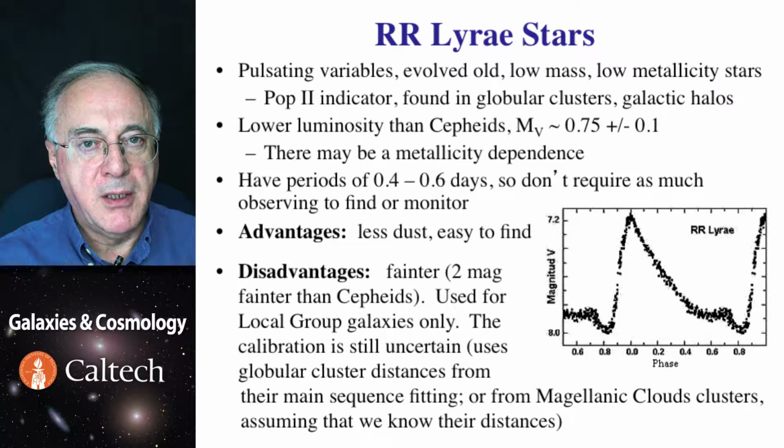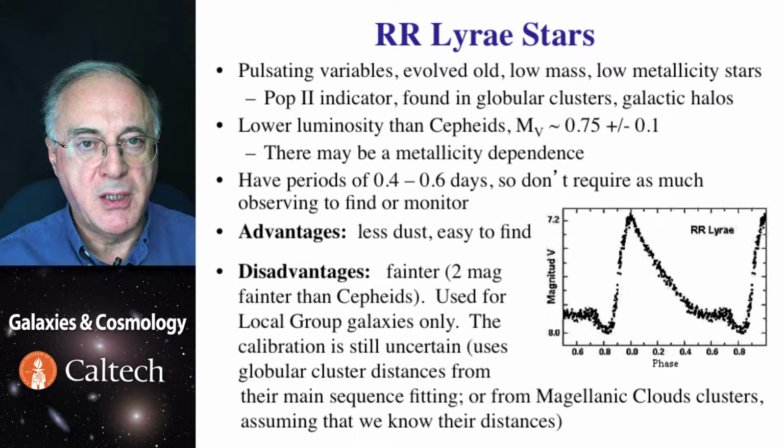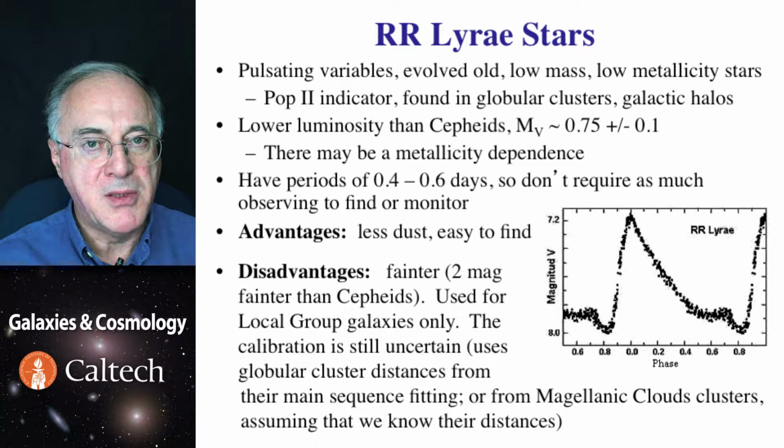The other important kind of pulsating stars are RR Lyrae. They're also named after the prototype star that was first recognized. They are population 2 stars. They're not on the main sequence, but on the horizontal branch, which is the helium-burning main sequence, and they're found in old stellar populations, such as globular clusters.